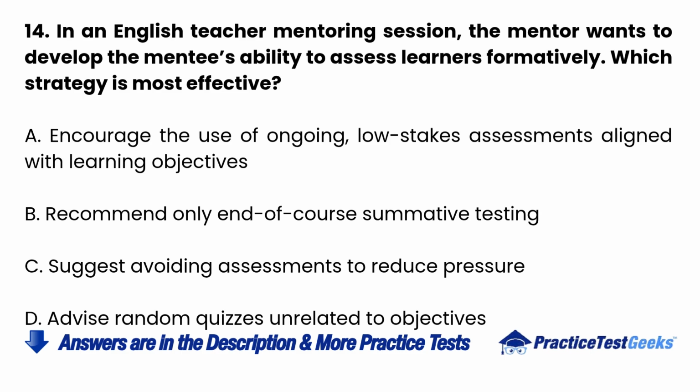14. In an English teacher mentoring session, the mentor wants to develop the mentee's ability to assess learners formatively. Which strategy is most effective? A. Encourage the use of ongoing, low-stakes assessments aligned with learning objectives.